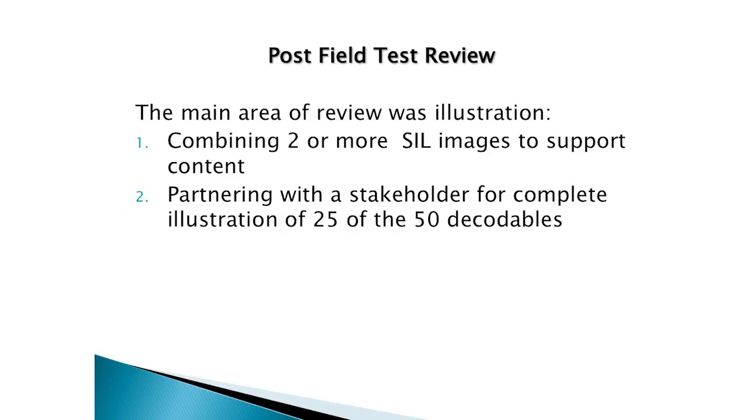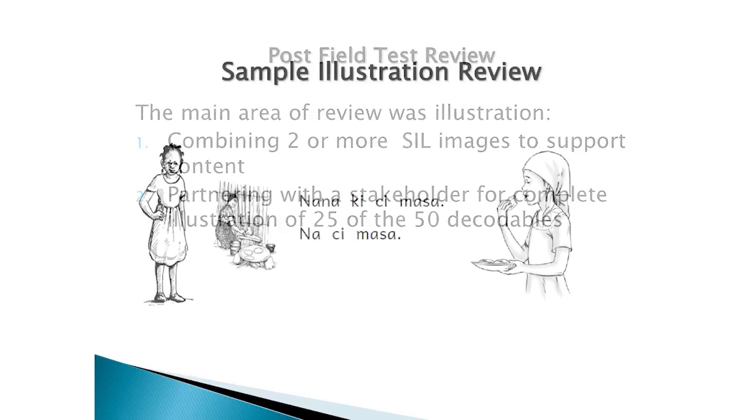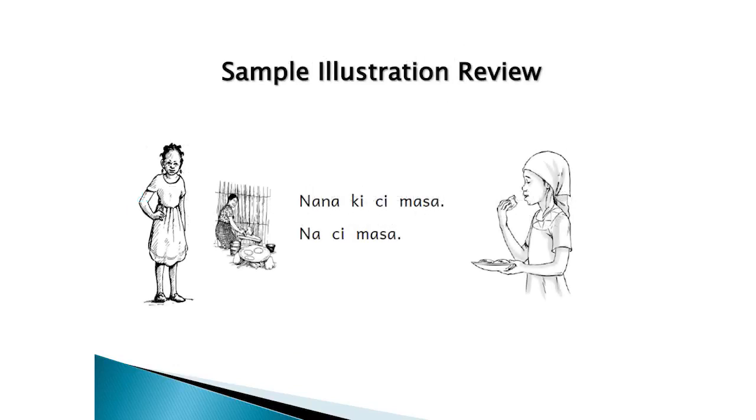So we had to review illustration in two ways. We reviewed illustration by combining two or more images to support the content. And then we partnered with a stakeholder to provide a complete illustration of 25 of our 50 decodables. So we have 25 decodables that are illustrated not with still images, but by an illustrator that gave us culturally appropriate illustrations that supported the actions that were going on on each page. So this is a sample of the illustration review that we did.